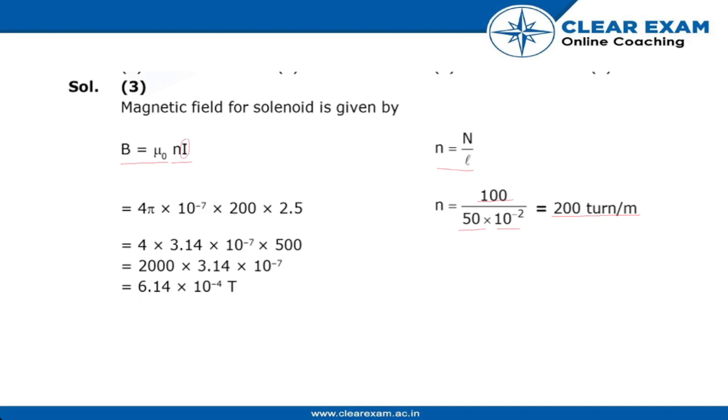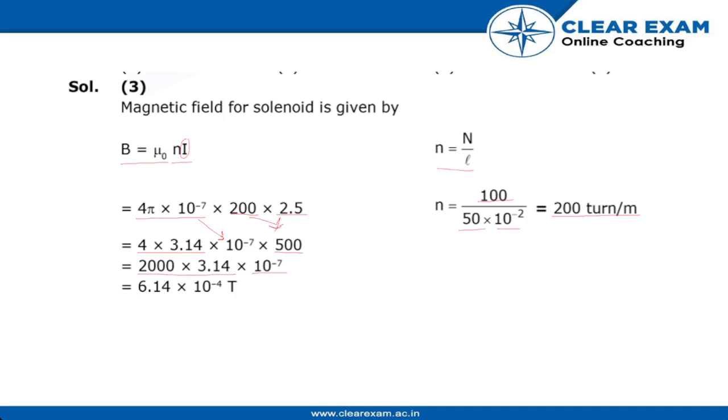So our magnetic field is 4 pi into 10 to the power minus 7, our given value of mu naught, into 200, the value we just found for small n, into 2.5 amperes, our current. We'll take pi as 3.14. 4 into 3.14, 200 into 2.5 is 500, which gives us 2000 into 3.14 into 10 to the power minus 7.